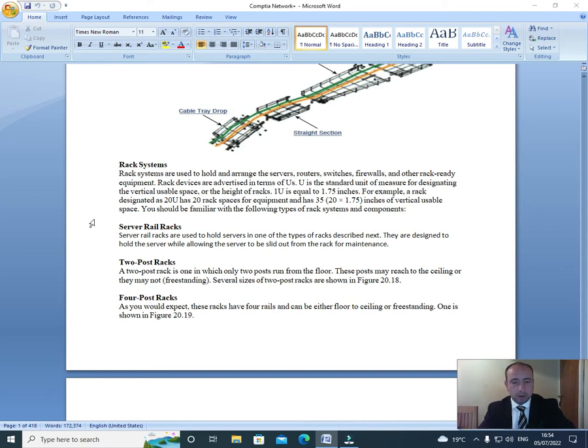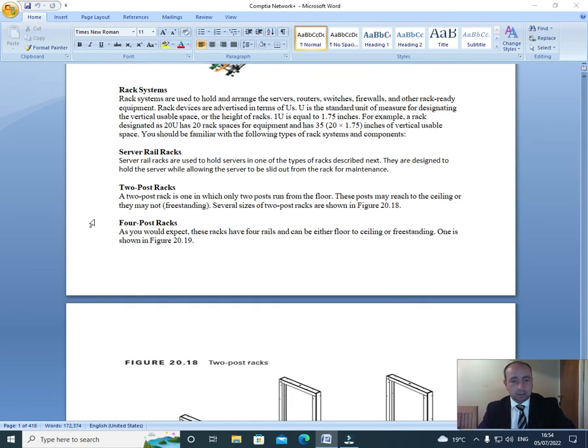You should be familiar with the types of rack systems and components. Server rack rails. Server rack rails are used to hold servers in one type of rack described next. They are designed to hold the server while allowing the server to be slid out of the rack for maintenance.